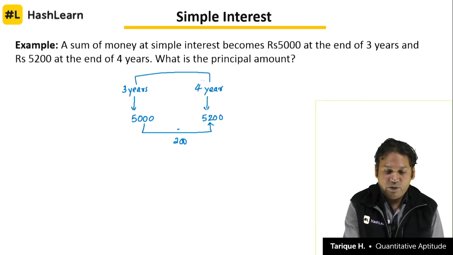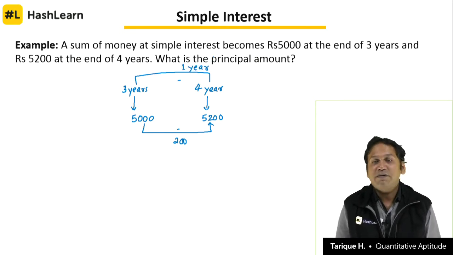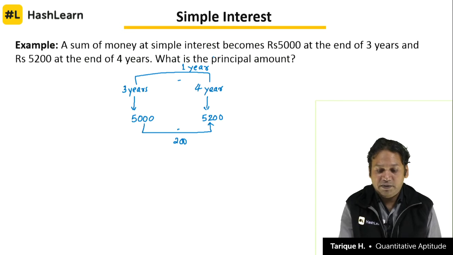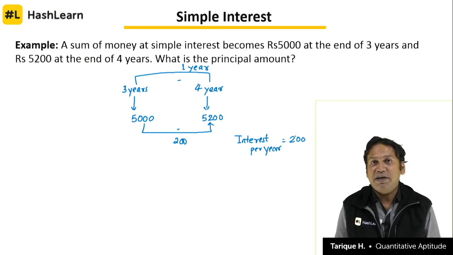The difference between 3 years and 4 years is how many years? 1 year. So in 1 year how much have we got? 200 extra. That means interest per year is equal to 200 rupees. Very, very simple and easy to understand. Interest per year is how much?